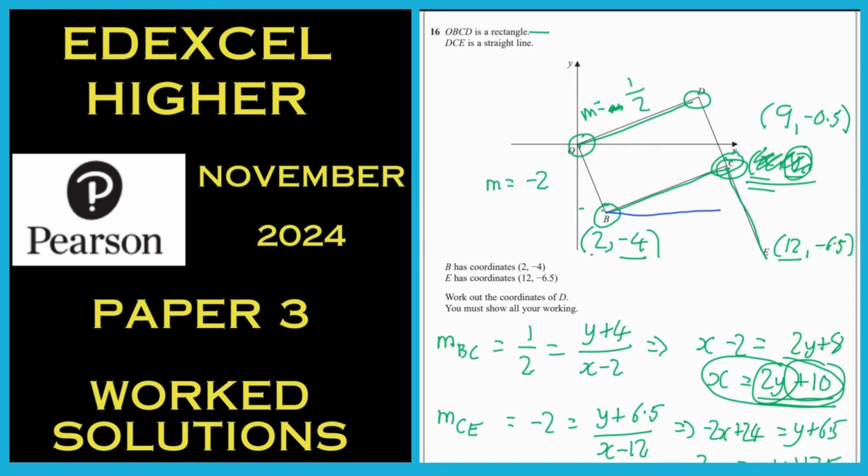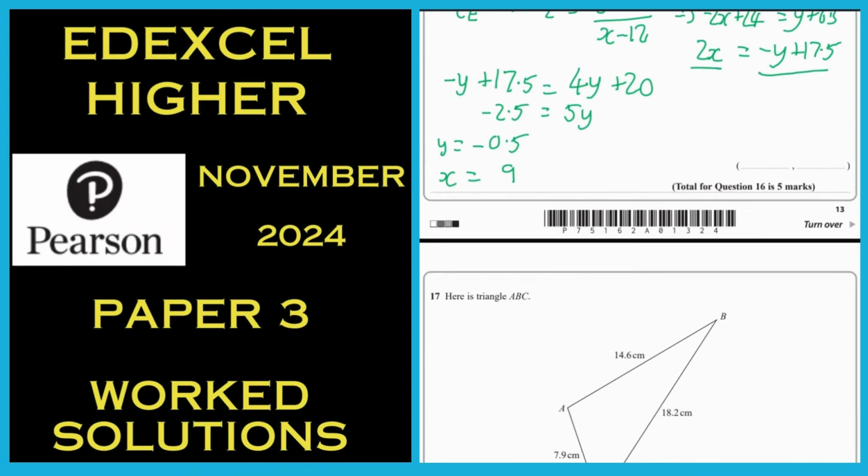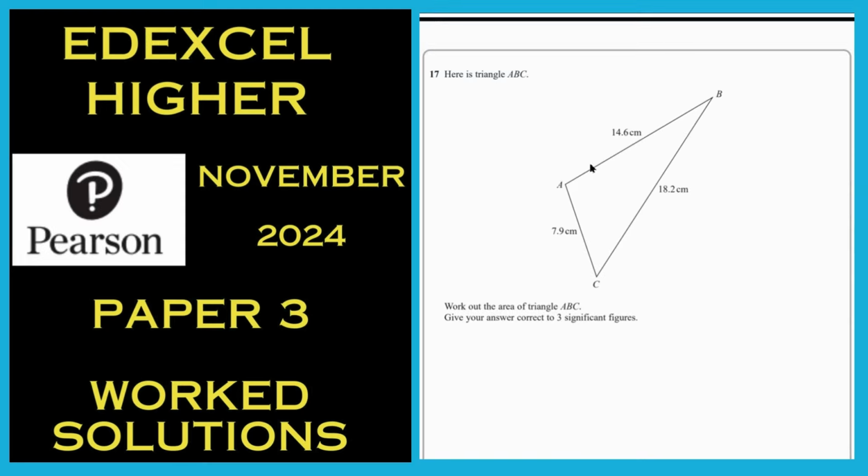Horizontally, it's gone from 2 to 9, so it's 7 to the right. Vertically, it's gone from minus 4 up to minus a half, which means it's gone up 3.5. 7 along, 3.5 for that line. Start at the origin, 7 along, 3.5 up. That's where D is. D is 7 along, 3.5 up, and I really don't like that question.